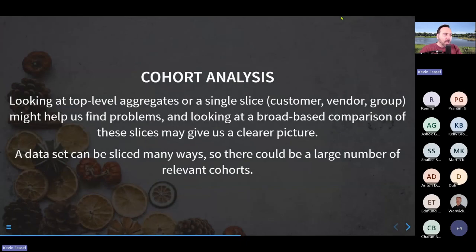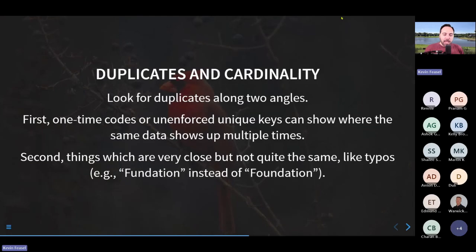And there are a couple of concepts here in cohort analysis that I do want to get into. If we look at the high level general ideas, the customers, the vendors, the groups, looking at this at that level may help us find problems. And one angle is duplicates and cardinality. So I'm thinking of duplicates in 2 separate ways, 2 very different definitions.